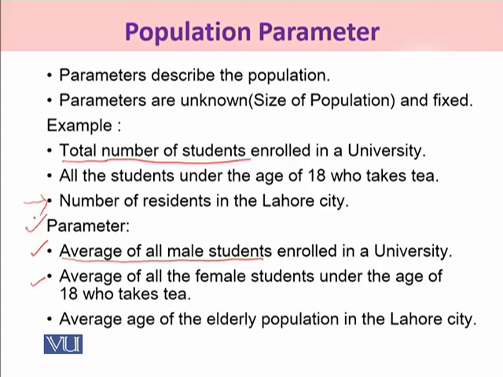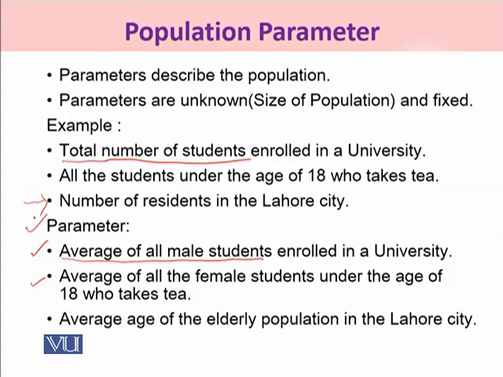Let us take a final example. Number of residents in Lahore city. Now look, the population of Lahore city is obviously a finite population. But even if it is known, we may not have the time, or there will be an element of cost, so we can't collect all the data about the residents of Lahore city. So the number of residents in Lahore city will be the population.